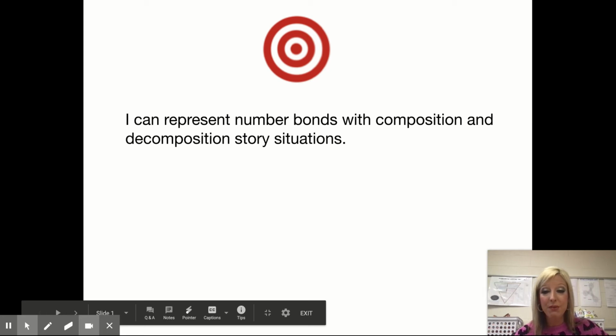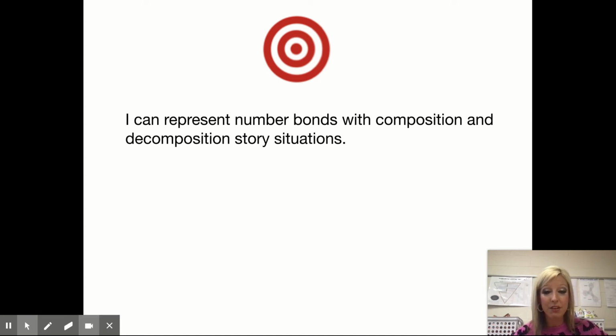Welcome to Mission 4, Lesson 7. Our objective or goal today is I can represent number bonds with composition and decomposition story situations.